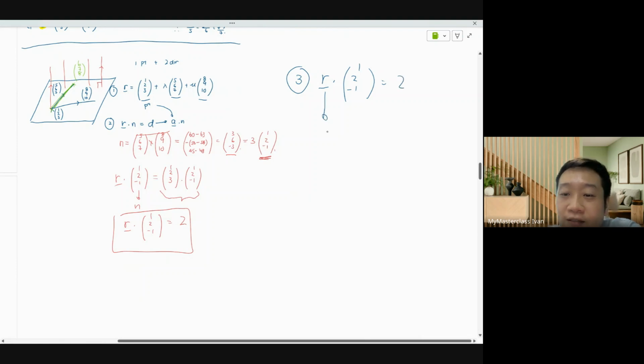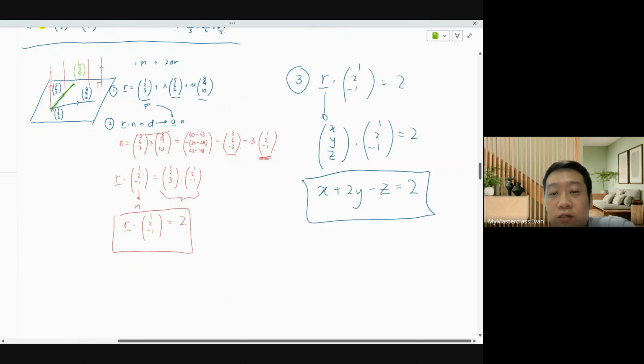R means x, y, z. So you convert this to x, y, z dot (1, 2, -1) equals 2. So this will become x plus 2y minus z equals 2. And this is the Cartesian equation form. So three different forms. The first one is the vector equation form, the second one is the r dot n equals d form, and the third one is the Cartesian equation form.